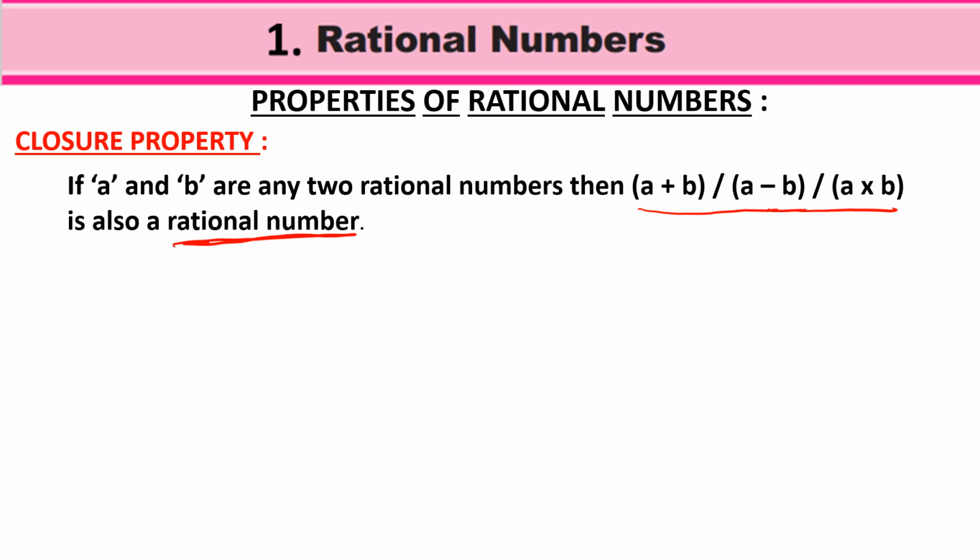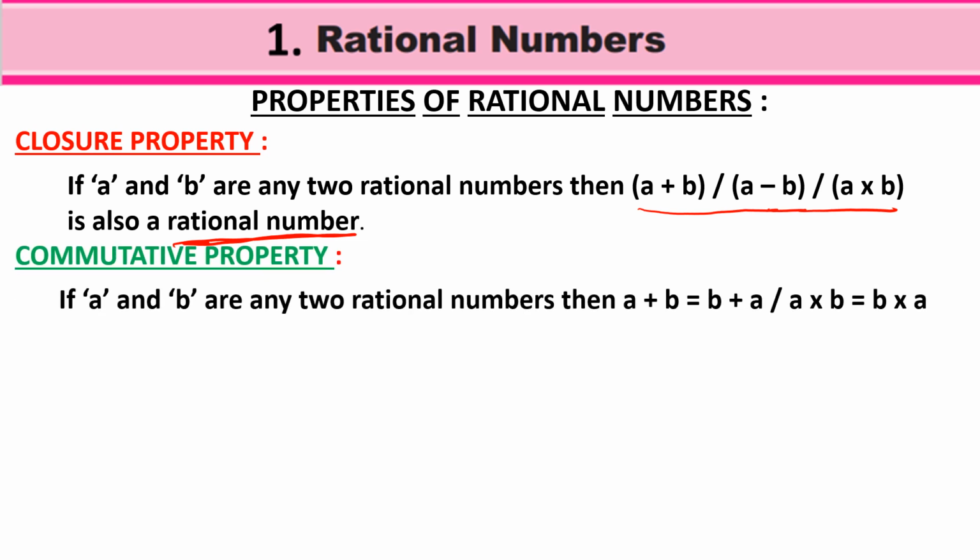Understand, children? Let us see one more property, that is commutative property. So what is that commutative property? If a and b are any two rational numbers, then a plus b equals b plus a, or a into b equals b into a. So this property is known as commutative property. Look at that, a plus b is equal to b plus a. So this is commutative property under addition. Right? And a into b is equal to b into a. This is commutative property under multiplication. This commutative property in rational numbers is satisfied under addition and multiplication only. It is not satisfied under subtraction and division.